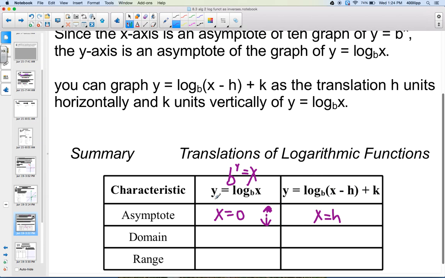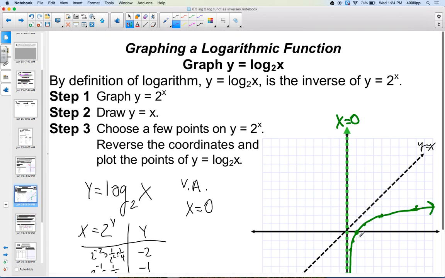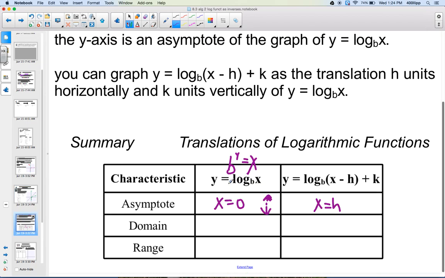Your domain, if you saw before in the previous graph, only has positive x values, and it's not including 0 because that's the asymptote. So your domain is x is greater than 0. For this one, if we move h units left or right, that just means our domain is now x is greater than h. For the range, it's going up and down, so it's going to be all reals for both of them.